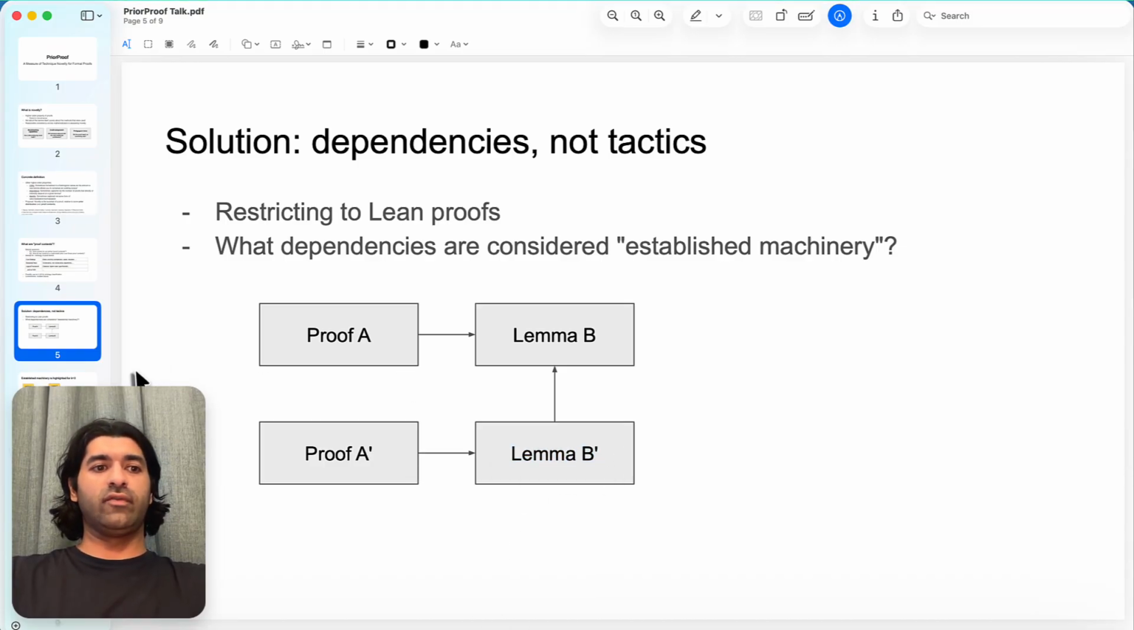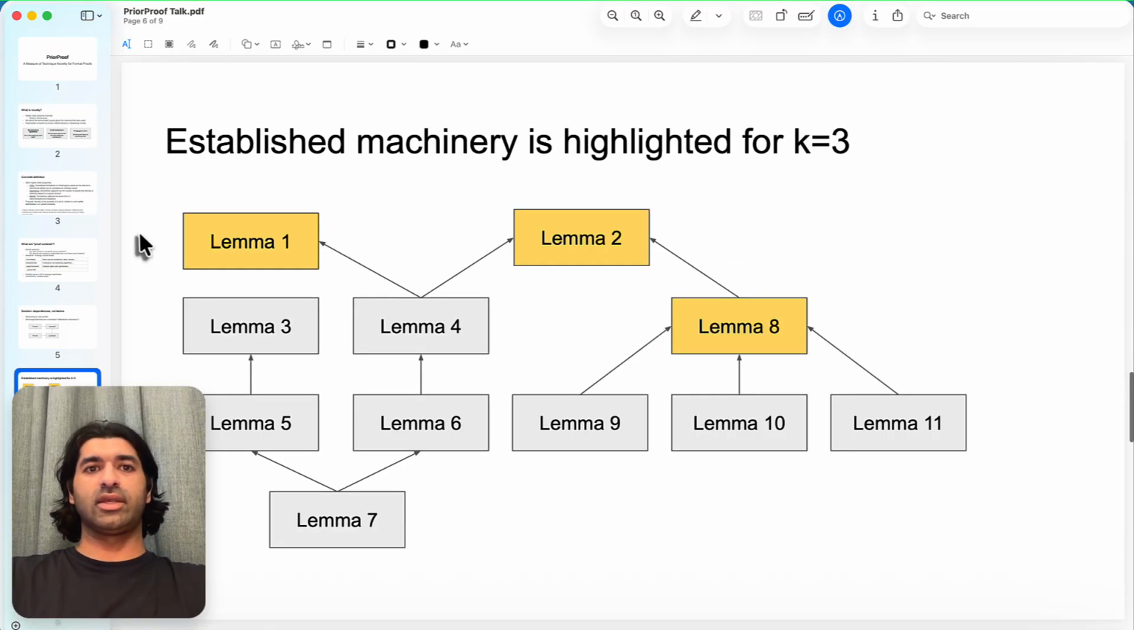So the way that I solve that is I define some concept of established machinery. And what it's saying is if something is directly or indirectly invoked some threshold number of times, so I'm highlighting k equals 3 here, then we consider it established. So here, lemma 3 is directly and indirectly invoked by lemma 5 and 7. So this is only 2 dependencies, or 2 references. So as a result, this is not established.